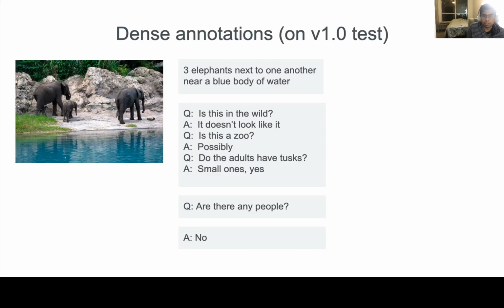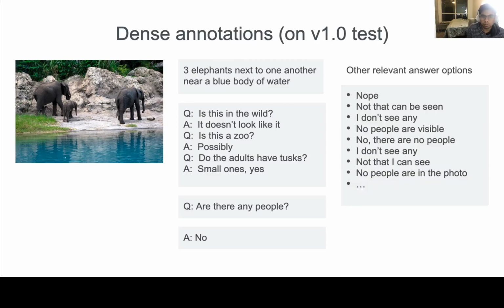Here's an example from the dataset. For this image, the caption is three elephants next to one another near a blue body of water. And the dialogue history is as shown on the slide. And the follow-up question is, are there any people? To which the ground truth answer is no. Here's what the list of answer options looks like. We note that some of the answer options, including nope, not that can be seen, I don't see any, etc., are accurate too.